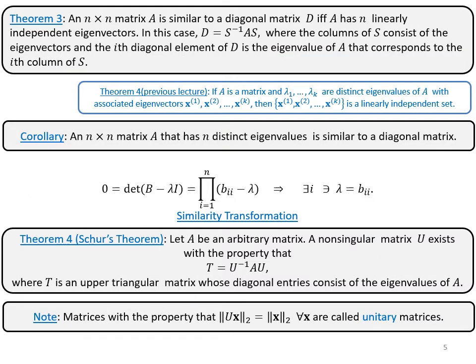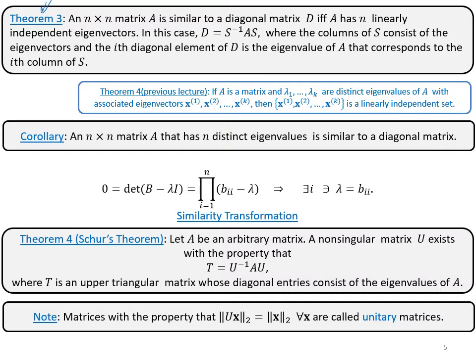Now let's formulate one more theorem. An n by n matrix A is similar to a diagonal matrix D if and only if A has n linearly independent eigenvectors. In this case, D equals the product of inverse matrix S multiplied by matrix A and multiplied by original matrix S, where the columns of matrix S consist of the eigenvectors and the ith diagonal element of matrix D is the eigenvalue of matrix A that corresponds to the ith column of matrix S.